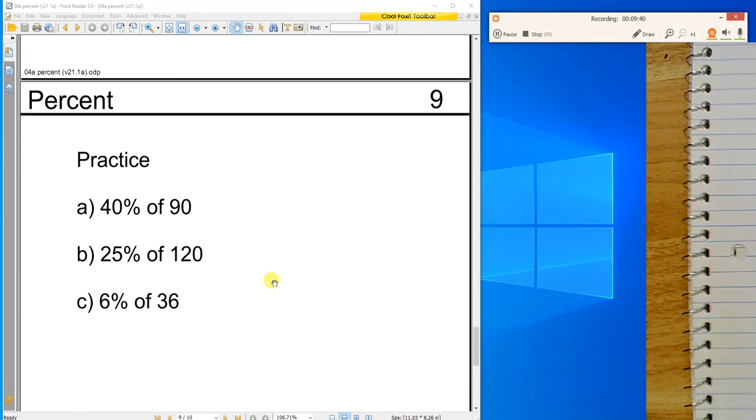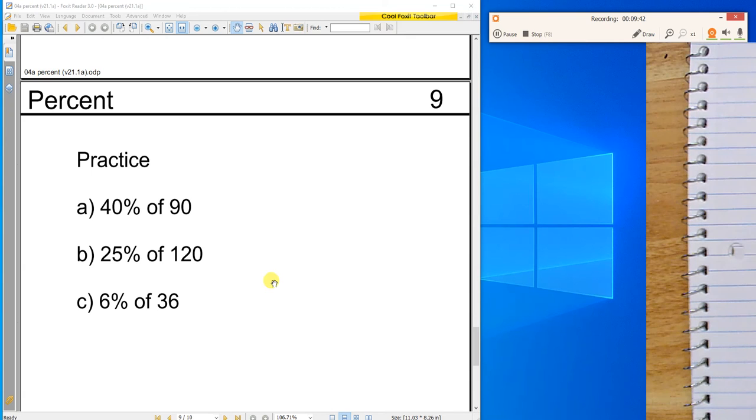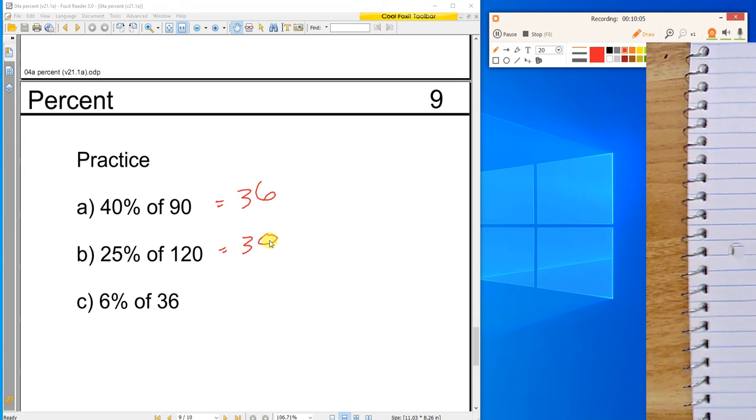Boom. So here we go, 40% of 90. 40% is 0.4 times 90, 36. 25% of 120, 0.25 times 120, 30. 6%, that's 0.06 times 36 is 2.16.